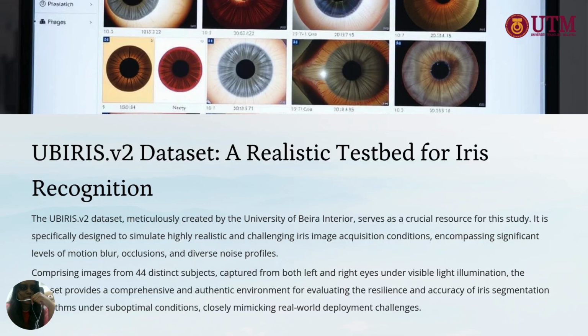The UBIRIS version 2 was methodically created by the University of Beira Interior as a key resource for the study. This version is designed to simulate highly realistic and challenging image acquisition conditions and presents significant levels of motion blur and diverse noise profiles.